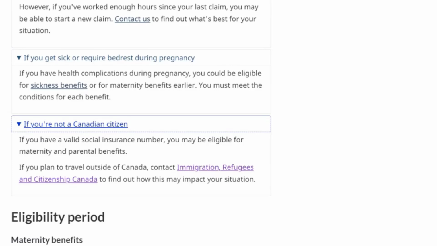If you're not a Canadian citizen, if you have a valid social insurance number, you may be eligible for maternity and parental benefits. If you plan to travel outside of Canada, contact Immigration, Refugees and Citizenship Canada to find out how this may impact your situation.